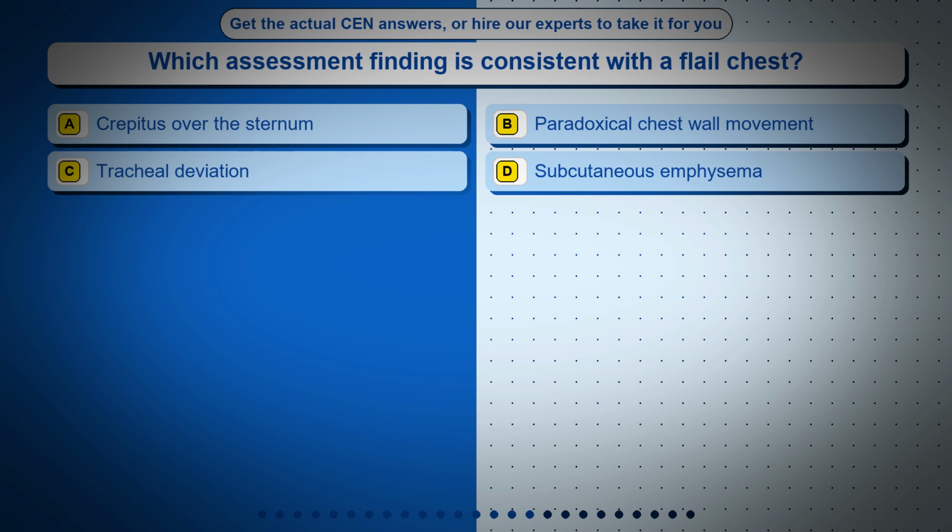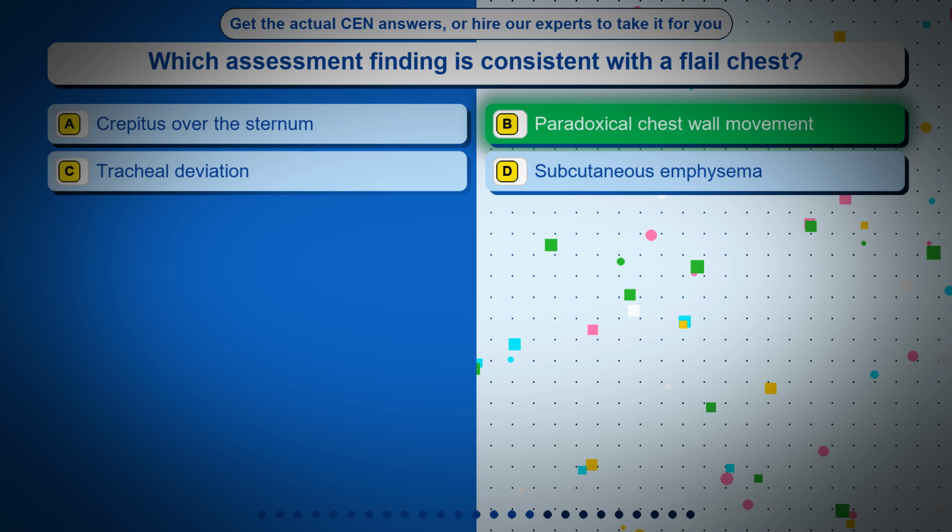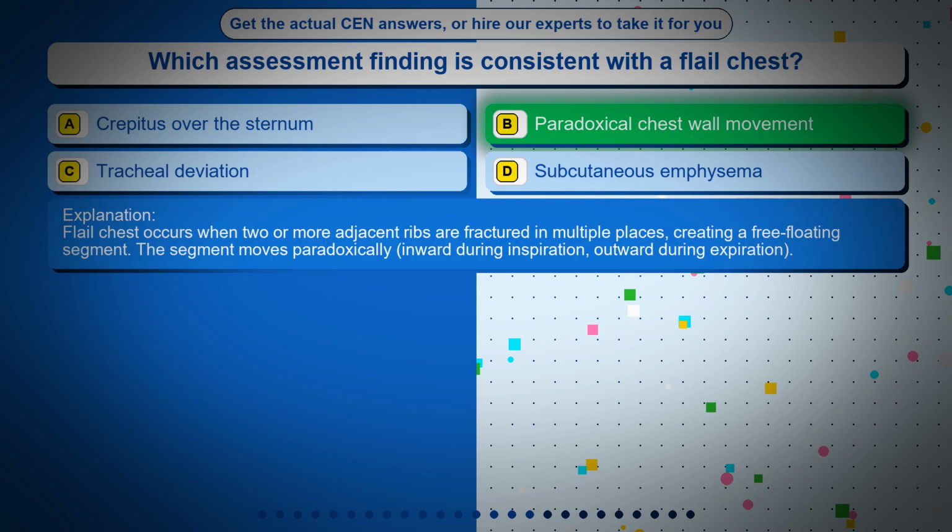Question 16. Which assessment finding is consistent with a flail chest? Option A, crepitus over the sternum. Option B, paradoxical chest wall movement. Option C, tracheal deviation. Option D, subcutaneous emphysema. The correct answer is option B, paradoxical chest wall movement. Flail chest occurs when two or more adjacent ribs are fractured in multiple places, creating a free-floating segment. The segment moves paradoxically, inward during inspiration, outward during expiration.